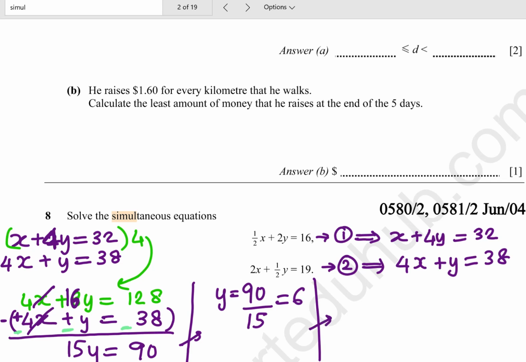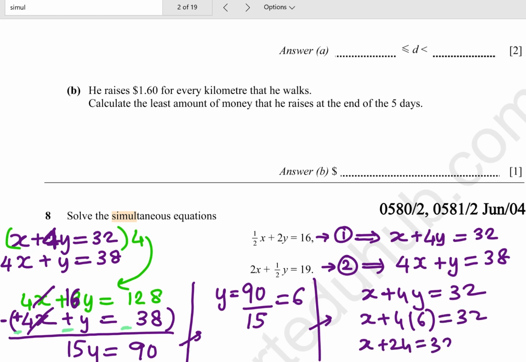So I'm going to find the value of x. So x plus 4y equals 32. So I'm going to make it x plus 4 into 6 equals 32. So x plus 24 equals 32. So that means x is equal to 32 minus 24. That's 8. So I have x equals 8 and y equals 6. Okay. So let's do another sum.